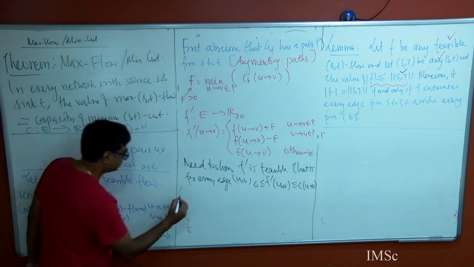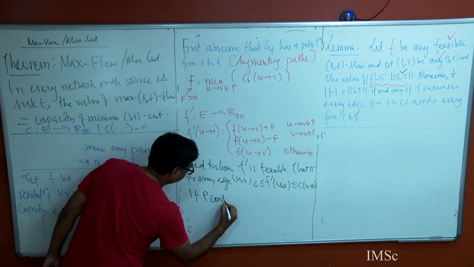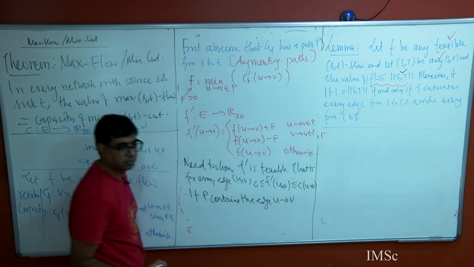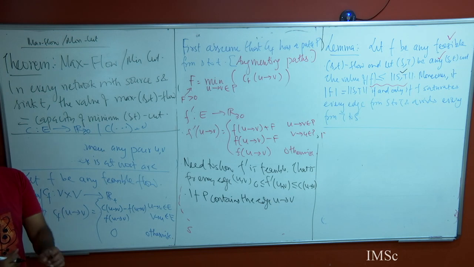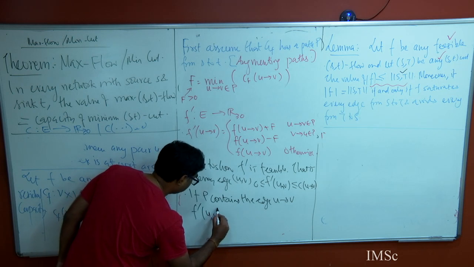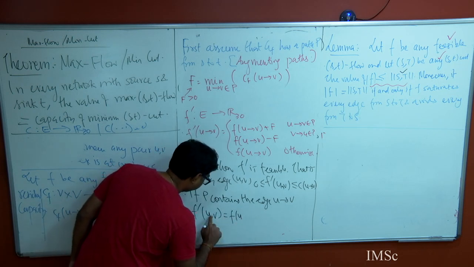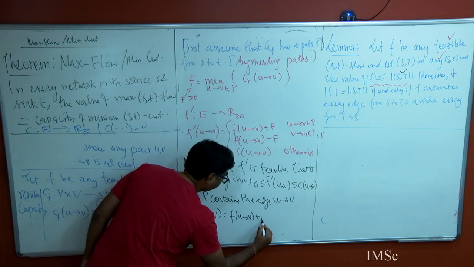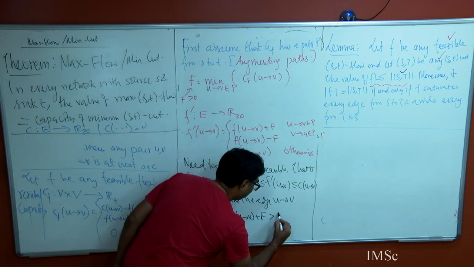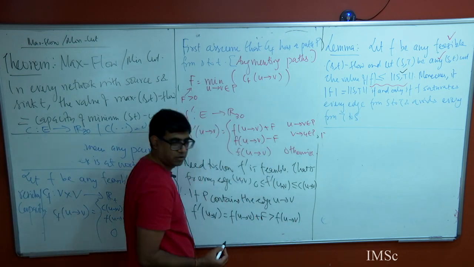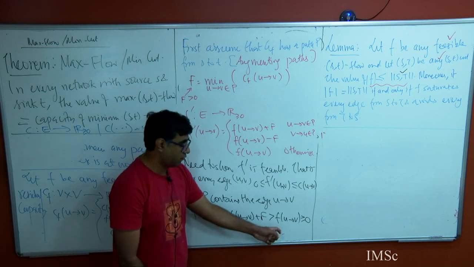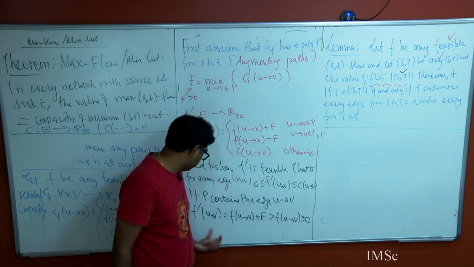Okay, first, if P contains the edge uv, then what happens? Then notice, by definition, F prime of u comma v is F of uv plus F. Do you agree? By definition. And since F is a non-zero quantity, this is greater than or equal to F uv, which is greater than or equal to 0. Right? Because F was a feasible flow. So that was greater than or equal to 0, so that implies this.